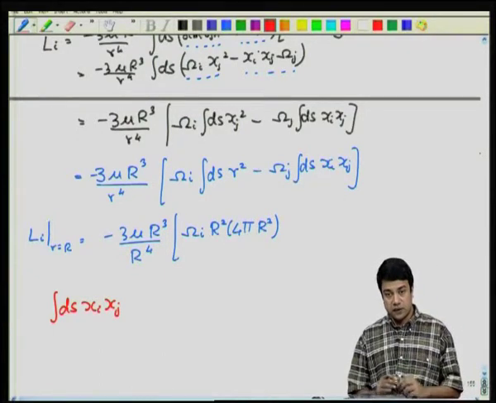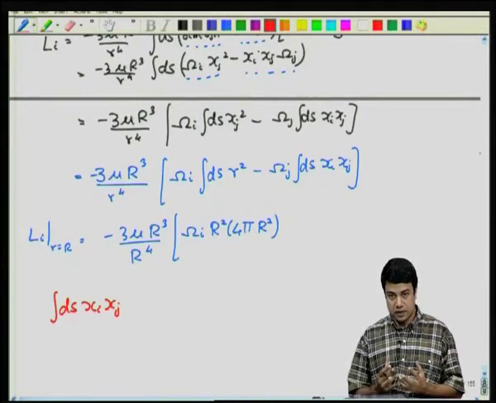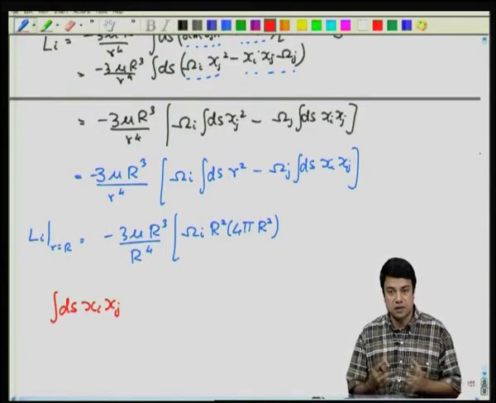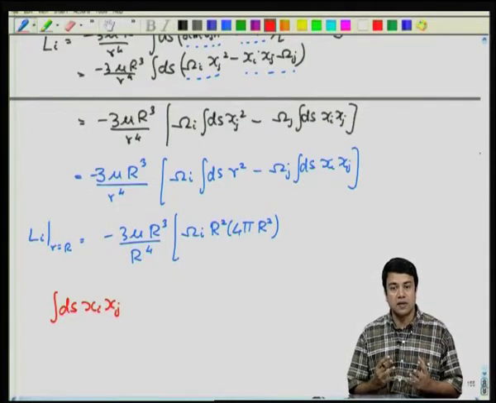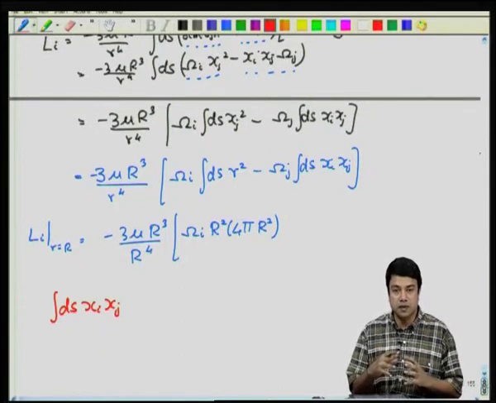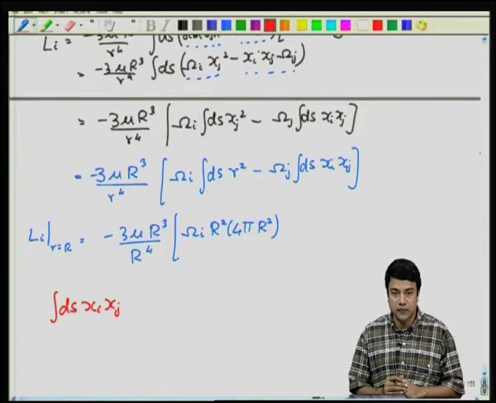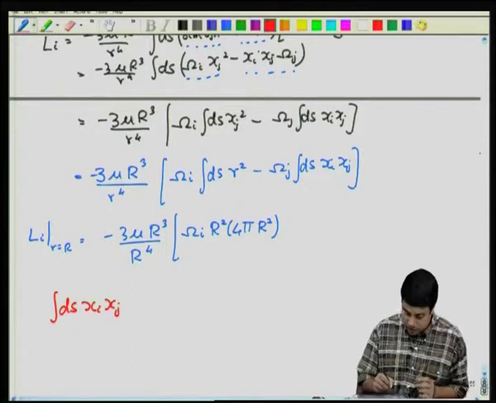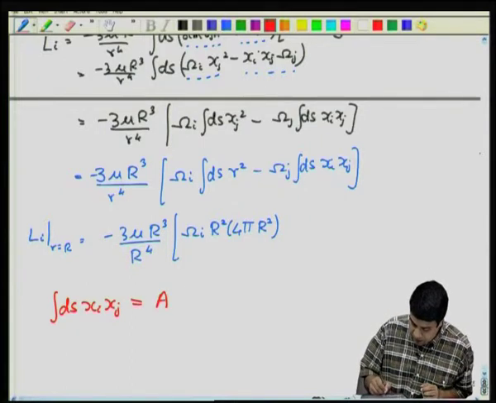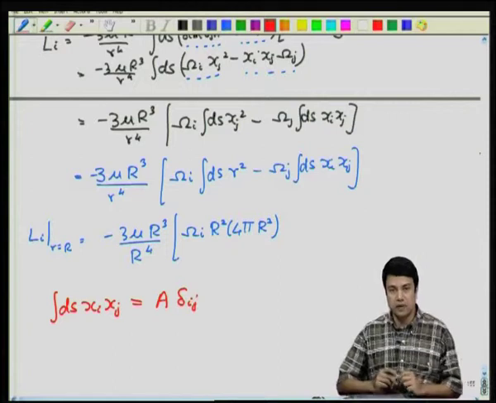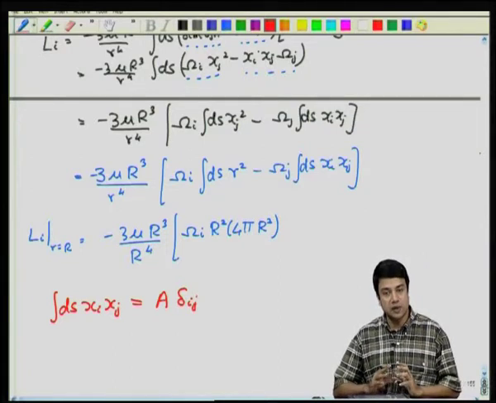This is an integral over the entire surface of the sphere of xi xj. Now, there is no direction in this field because the sphere surface itself is isotropic. Once I integrate over the entire surface of the sphere, I cannot get a result which depends upon any particular direction, because this integral itself is isotropic. Second order tensor isotropic. Therefore, it has to be some constant times the identity tensor, because it cannot depend upon any particular direction.